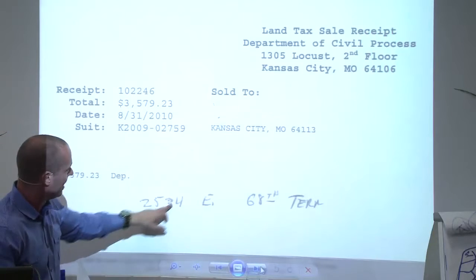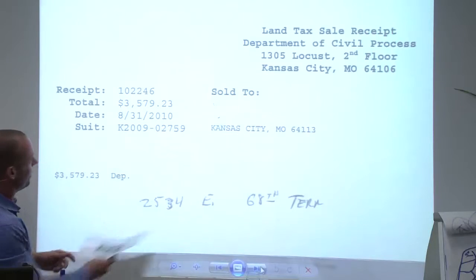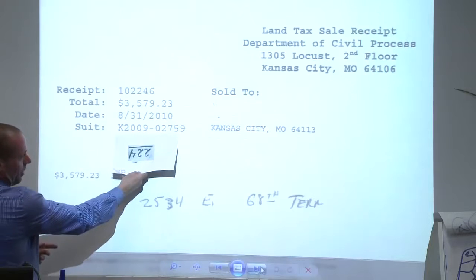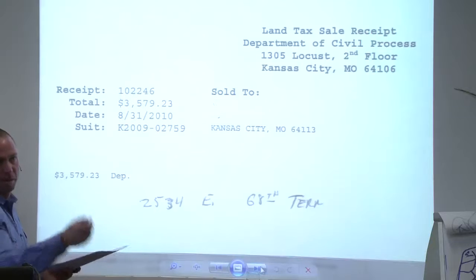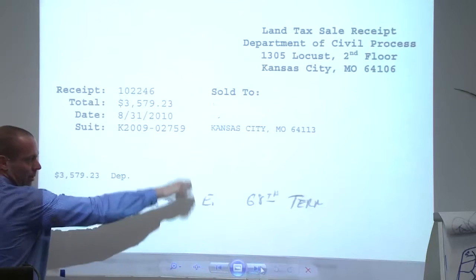And then my guy down there bidding, because on here, they don't put the address for you, right? They just put their suit number because that's how they go. So I have my guy who bids for me just put the address on this individual one because we buy so many. So he just wrote this on there, hand wrote this out.